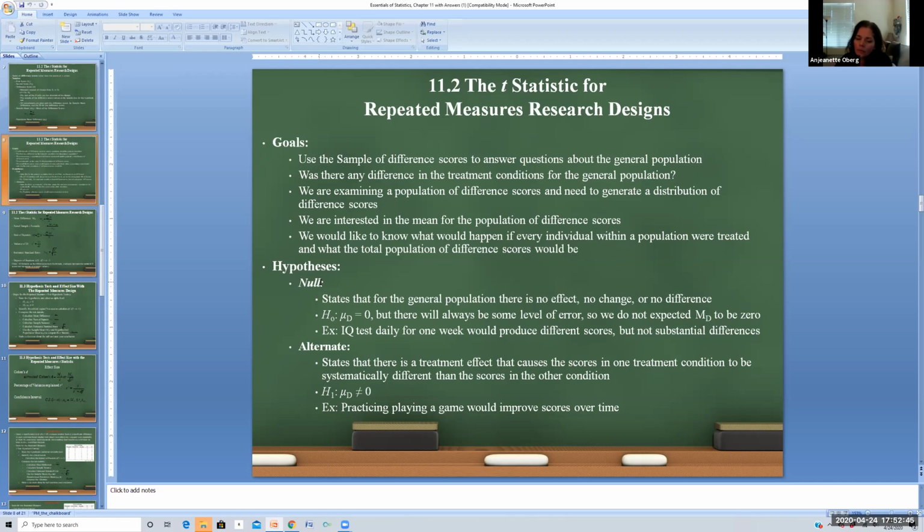In other words, if I looked at your anxiety and then I gave you a drug and I looked at your anxiety again, if the drug had no effect and it was a null hypothesis, then the difference between measurement 1 and measurement 2 would be 0, okay? Of course, there's always some level of error, so we want to figure out if that difference is reasonable. Alternate hypothesis is it's not, okay?